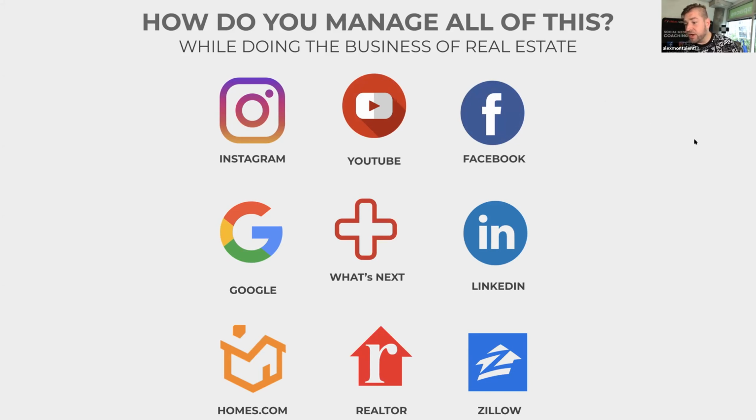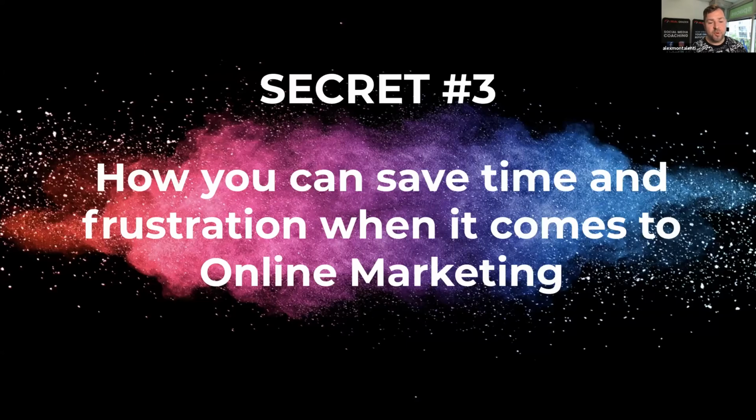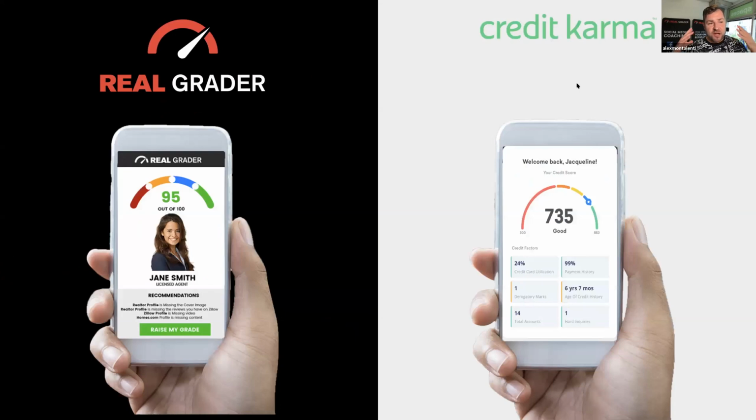Rebecca says, do you do audits on currently existing? That's exactly what we do. I was just about to get into that, Rebecca, that's spot on. We created a software. That's why we're called RealGrader, because we actually do an audit of your entire digital footprint. We look at your YouTube, your Google business, your Google footprint, your Google search. We look at your Facebook, your Instagram, and we give you a grade out of 100. Just like Credit Karma would grade your credit score, RealGrader grades your online presence.